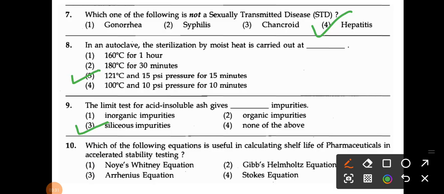The next one, which of the following equations is useful in calculating the shelf half-life of pharmaceuticals in accelerated stability testing? Very important. Just simply they are asking which equation is used for accelerated stability testing. The options are Noyes-Whitney equation, Gibbs-Helmholtz equation, Arrhenius equation and the Stokes equation. So what is the correct answer here? That is your Arrhenius equation. So Noyes-Whitney equation is for your dissolution purpose.